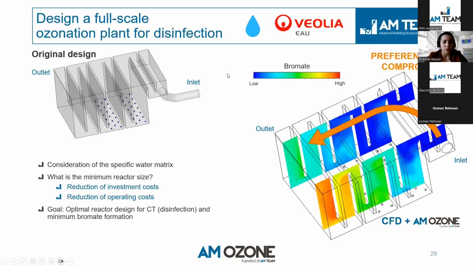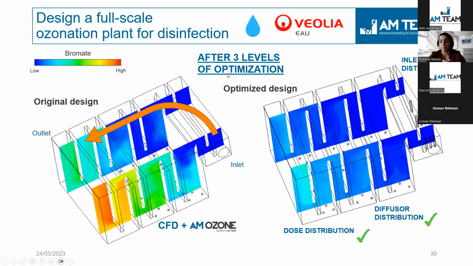Then how did we tackle this? We had many degrees of freedom. We could act on the design, on changing the inlet distribution, diffuser placement, etc. And after running several design simulations, we could finalize an optimized design configuration where basically with the same CT, so with the same contact time, we could minimize the bromate formation significantly.